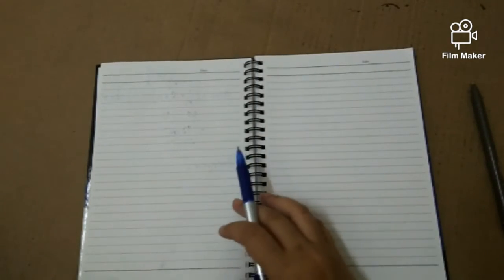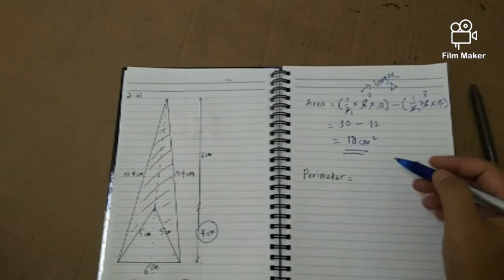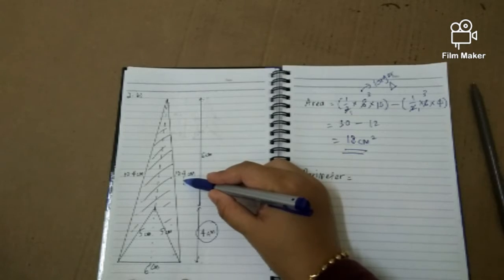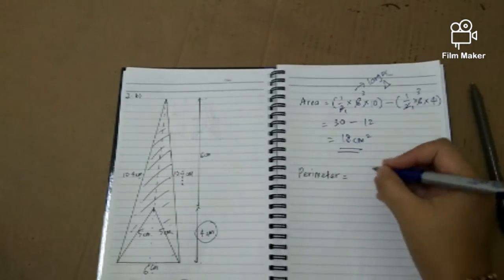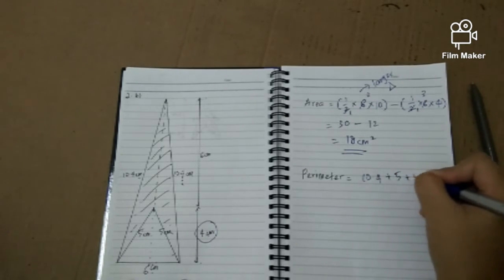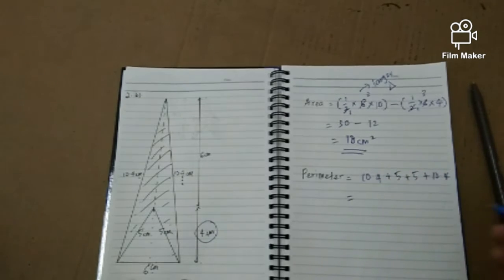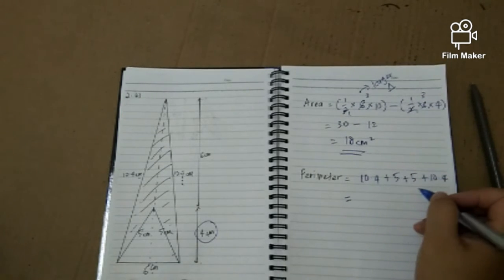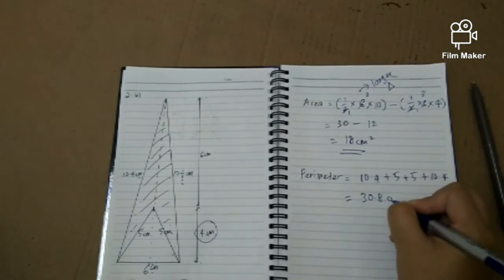Now get the perimeter. Perimeter is easy. 10.4 plus 5 plus 5 plus 10.4. So it will be equal to 20.8 plus 10, 30.8 cm.